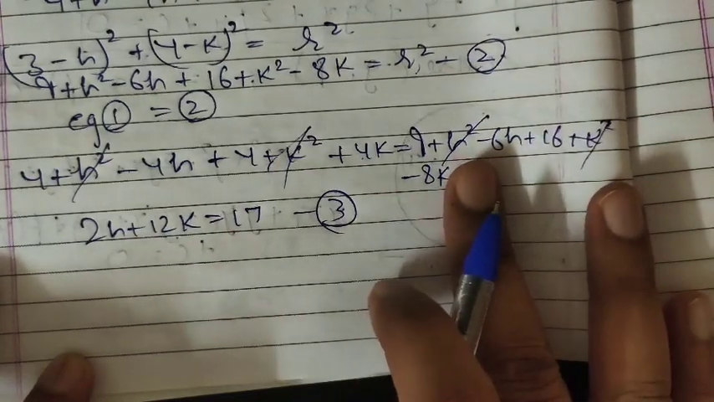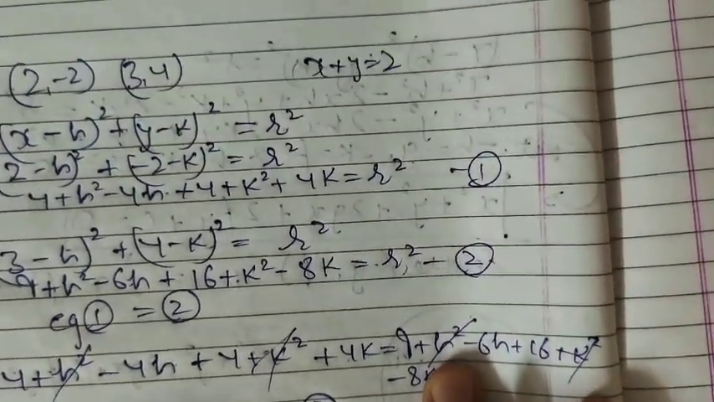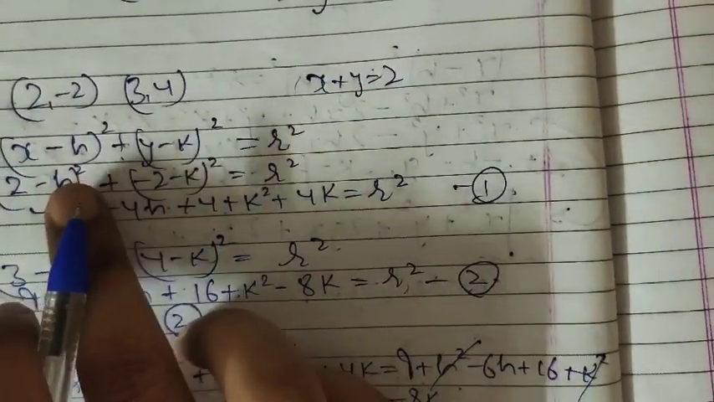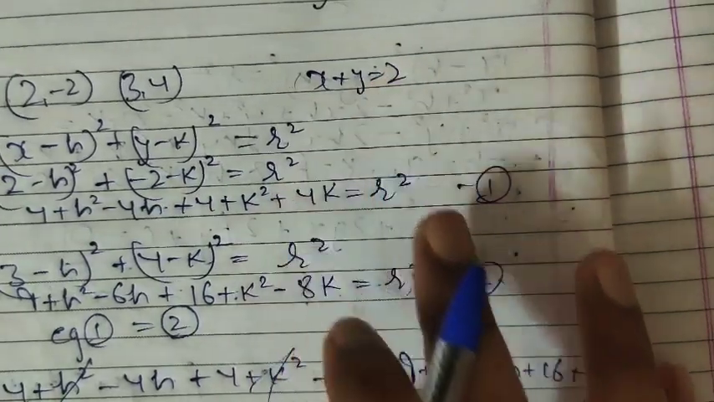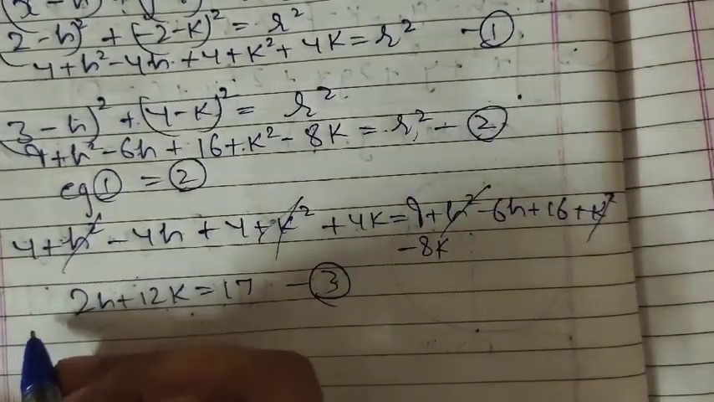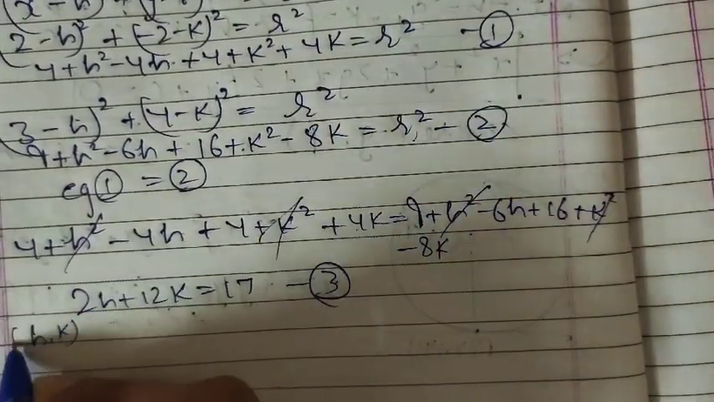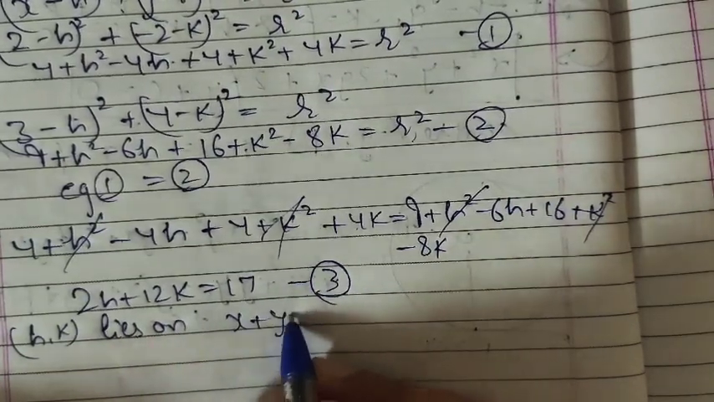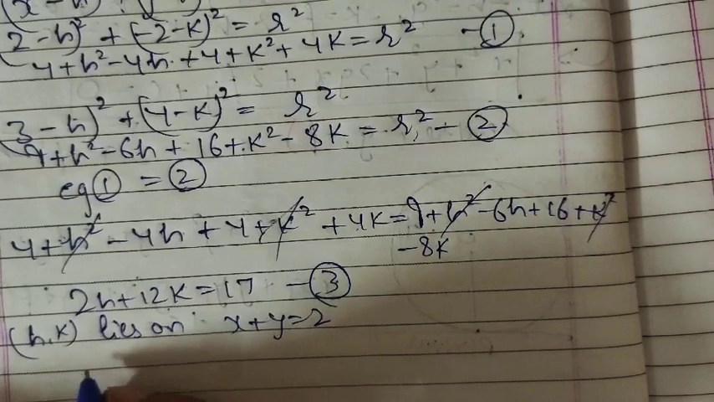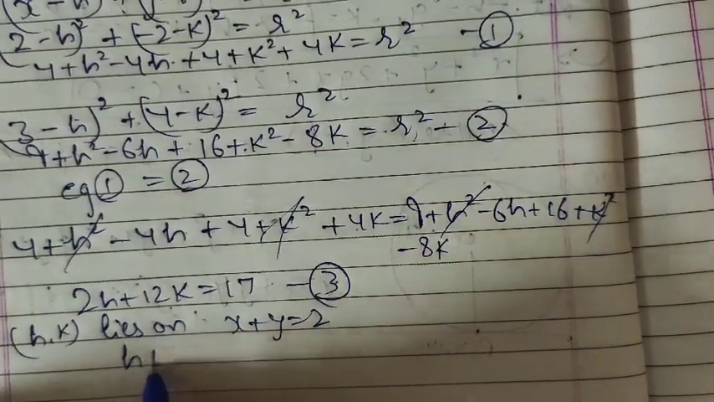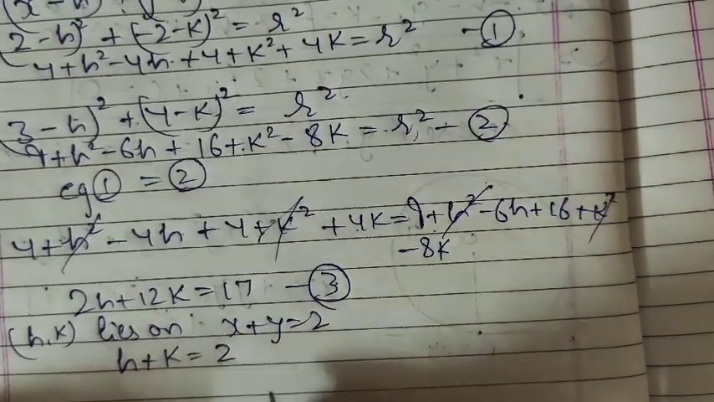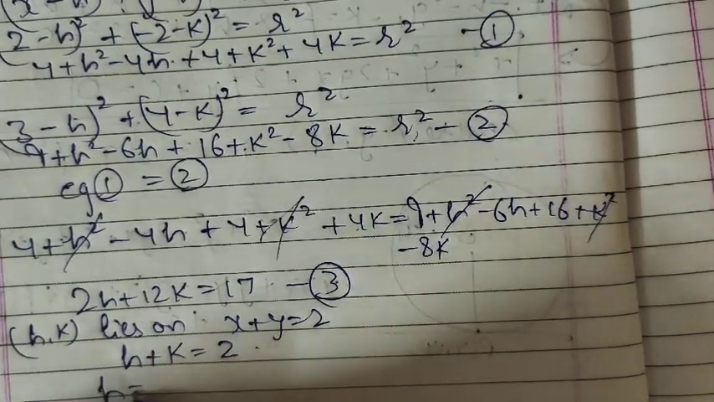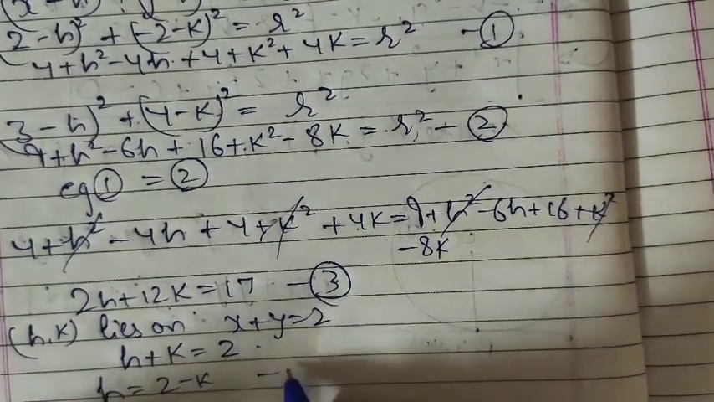Now we know that the center of the circle lies on this line, and the center of the circle we have assumed as (h, k). So when we put it, (h, k) lies on x + y = 2. So put the values into it. So h + k will be equal to 2. Now from here we can say h = 2 - k, fourth equation.